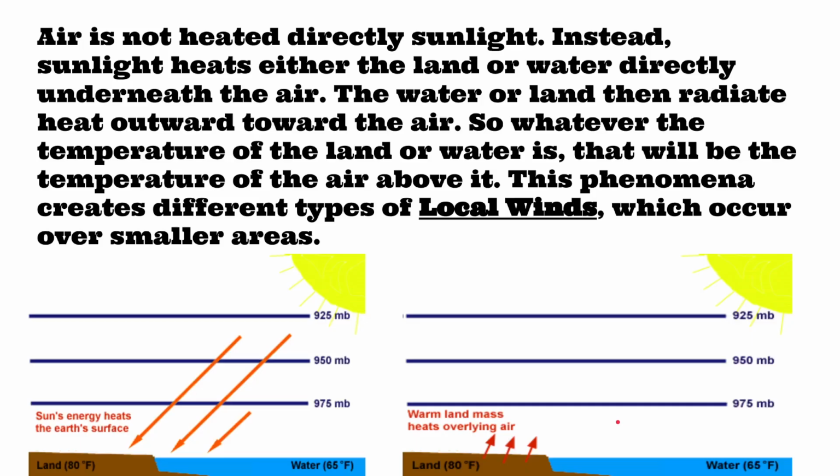So again, air is not heated directly by sunlight, right? Instead, sunlight hits either the land or the water. Sunlight is either directly heating up the land or the water. The water or the land then radiate heat. So basically, they're just giving off heat. That's all it means. Whatever the temperature of the land or the water is, that will be what the temperature of the air is going to be. So again, what truly is warming up the air around us is the temperature of the surface of the water or the land.